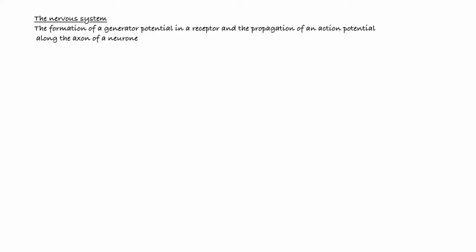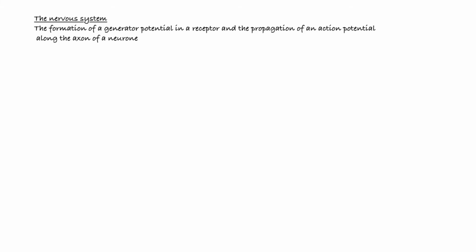In this video on the nervous system, I'm going to be talking to you about the formation of a generator potential at the receptor, and then the formation and propagation of action potentials along the axon of a neuron until it reaches the axon terminal, at which point it will trigger the release of neurotransmitters under certain circumstances, but that is for another video. So let's start thinking about what a generator potential is.